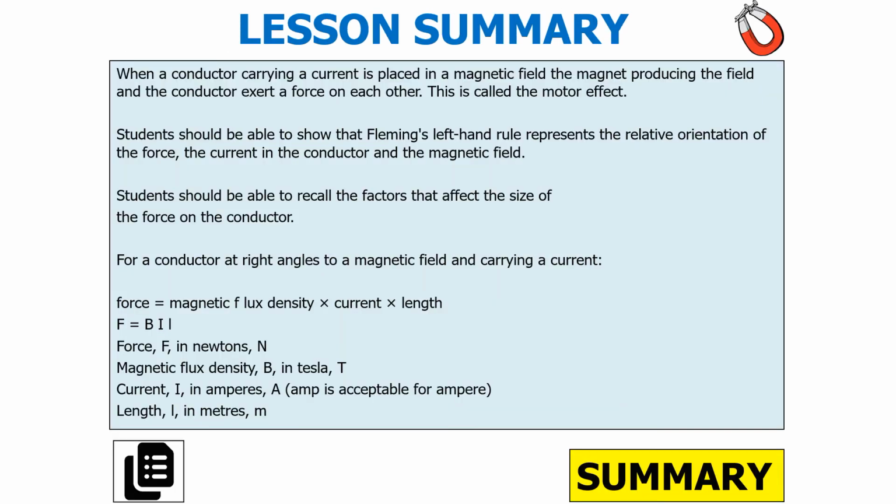So what have we learned in today's lesson? When a conductor carrying a current is placed in a magnetic field, the magnet producing the field and the conductor exert a force on each other. This is called the motor effect. Now, you should be able to show that Fleming's left-hand rule represents the relative orientation of the force, the current in the conductor and the magnetic field. And you should be able to recall the factors that can affect the force on a conductor.